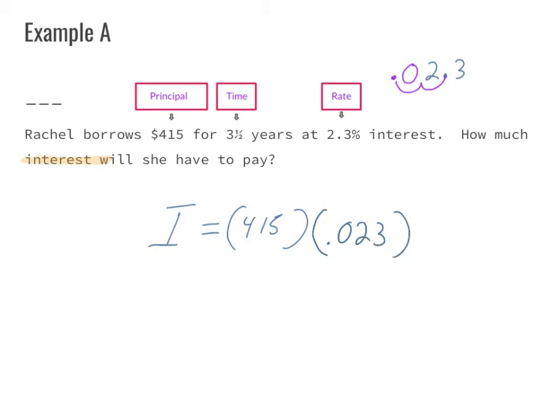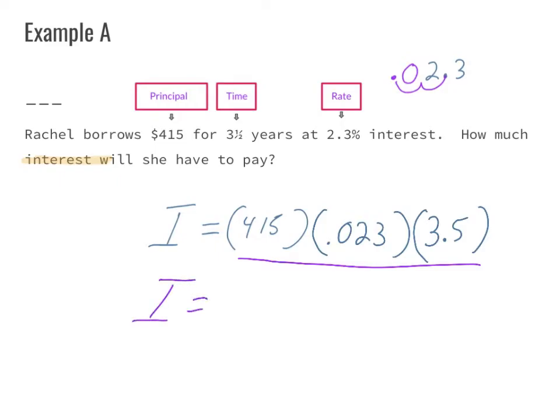0.023. Now I've got 3.5 years, and the good news for me is that it is in years, but it's 3 1/2, and I can't just put in 3 1/2 because I'm going to need it as a decimal in order to multiply this all together. So a half is 0.5, so in my formula I'm going to have 3.5. So good news, now that I have my calculator, I can just multiply these three numbers together: 415 times 0.023 times 3.5, and that will tell me my interest.